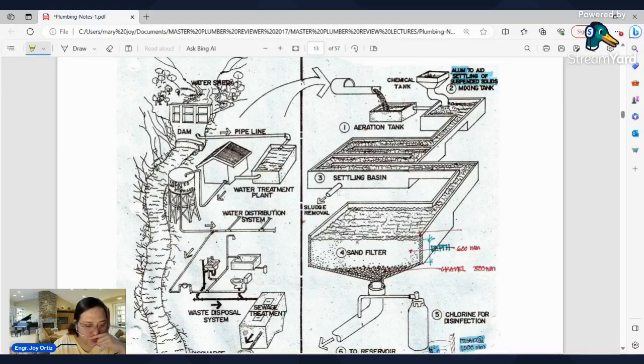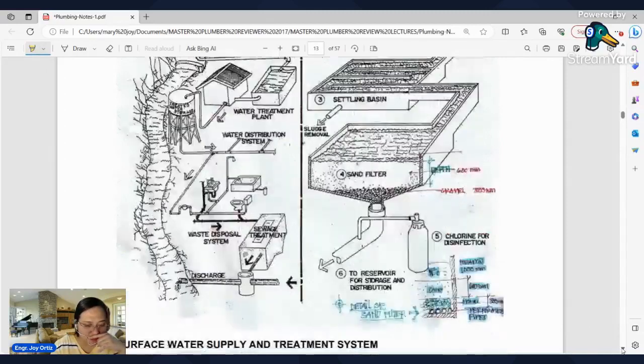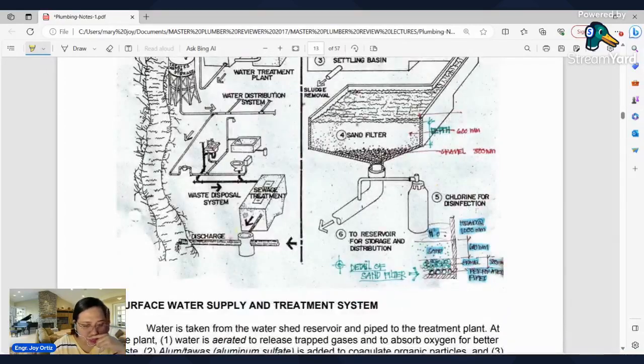Tapos, inaalis na natin dito yung sludge. Settling basin, sludge removal na siya. Then, going to the sand filter. Ito yung depth, 600 mm. Yung depth na nilagay niya dito sa rubble 300 mm, di ba? So, after that, dito na sa chlorine disinfection, pagkatapos ng sand filter, going to the chlorine disinfection, then going to the reservoir na siya for storage and distribution.